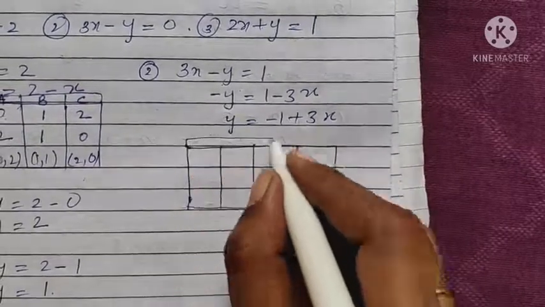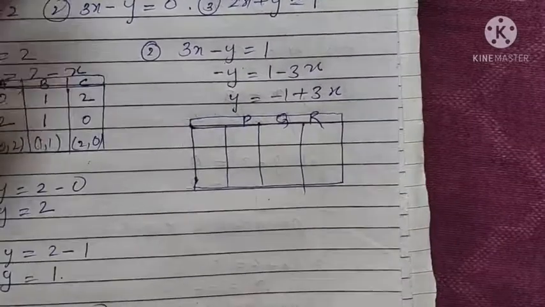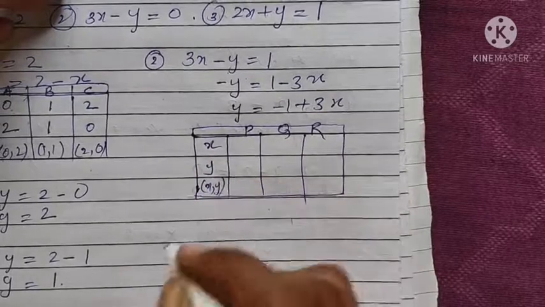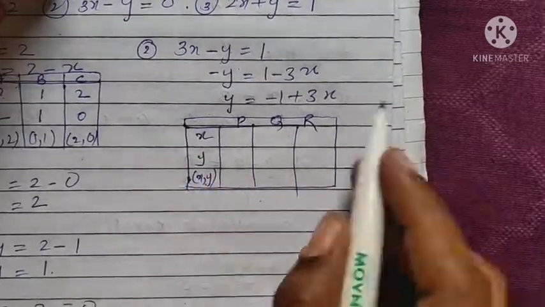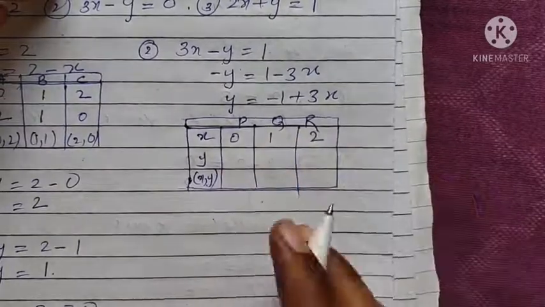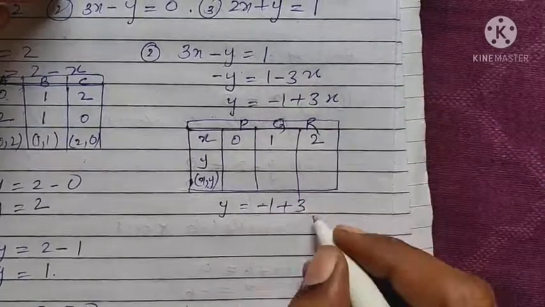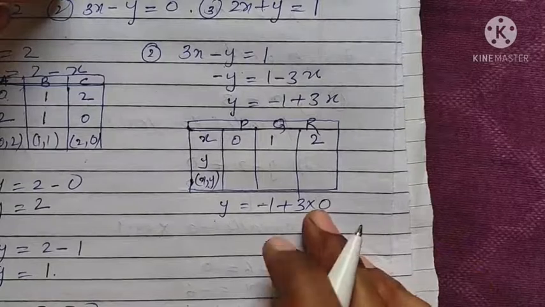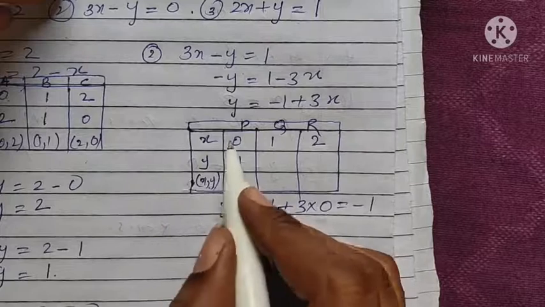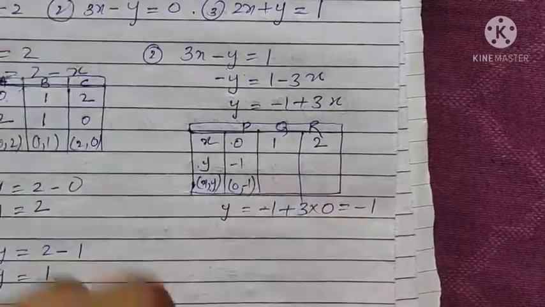I am giving the names to these points P, Q and R. This is x coordinate, this is y coordinate, this is x and y coordinate. Now here I am taking x values 0, 1 and 2. See here, y is equal to minus 1 plus 3x. I am taking x as 0, then 3 zeros are 0, then your answer is minus 1. If you take x as 0, then you get y as minus 1. So your first coordinate is (0, minus 1).